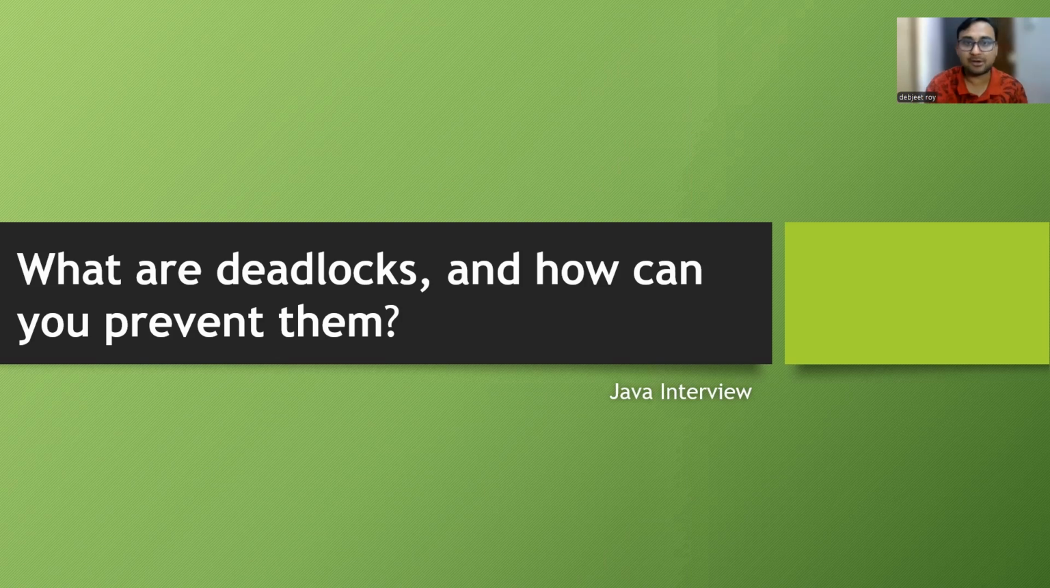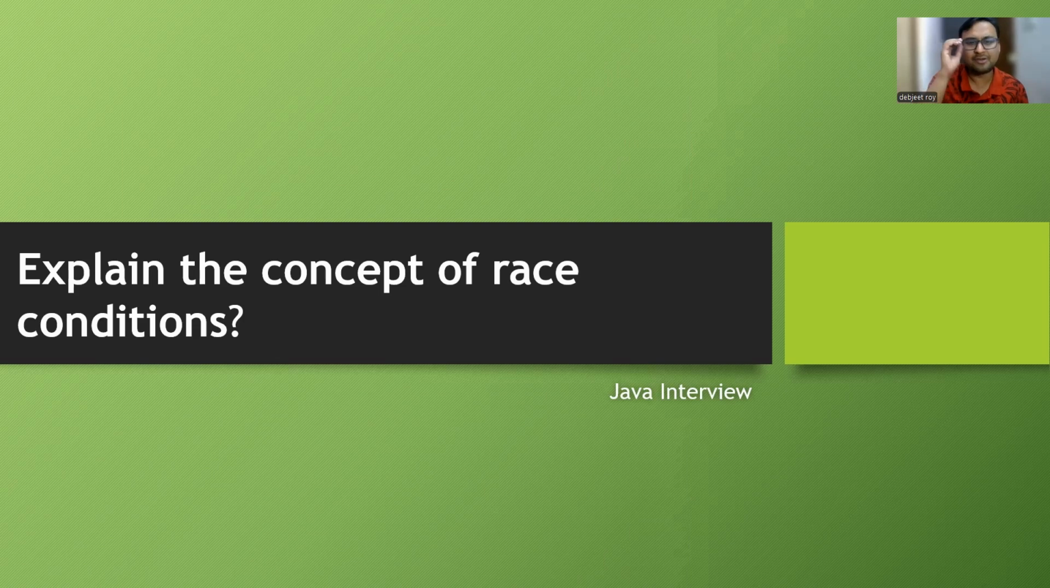And how can you prevent that? I already told you, with the help of synchronization. Okay. Race condition. I hope you know this race condition, right? I don't need to tell it again. Basically, if you have multiple threads acquiring the lock on a particular block of code, it may happen that the second thread's lines get printed first, then the first thread's lines get printed later.